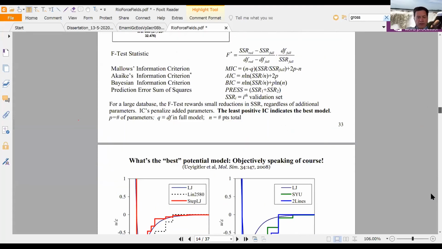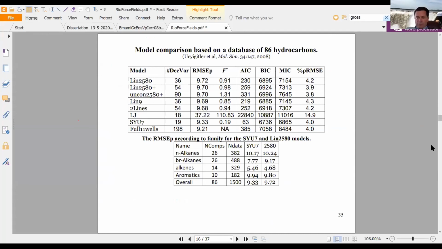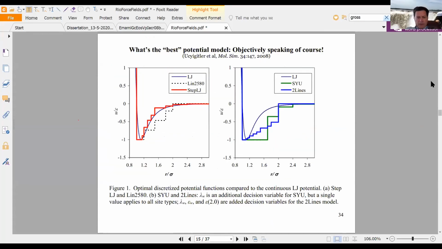So here's the thing. Let me do this first, and then I'll come back to that. Okay, right here. So actually, how many parameters are in this linear 2580? Once I've decided that I'm going to make my steps at 2, 5, 8, and 0, and we tried some different ones like 3, 5, 7, 0, it really didn't make much difference, and so we just settled on 2, 5, 8, 0.